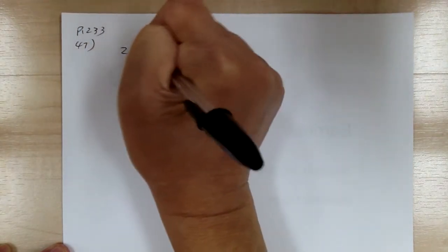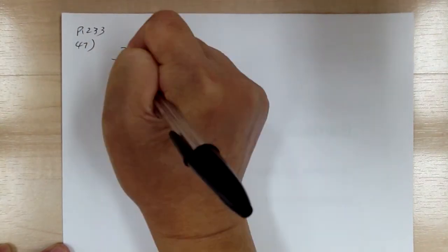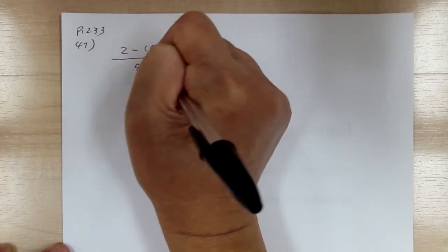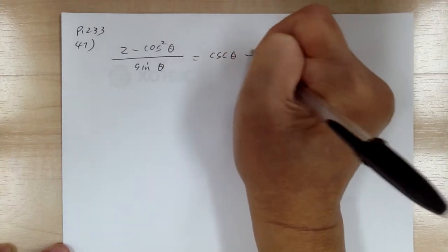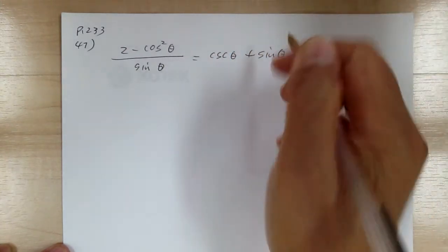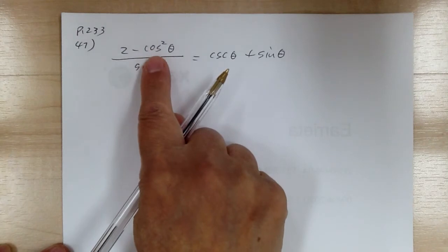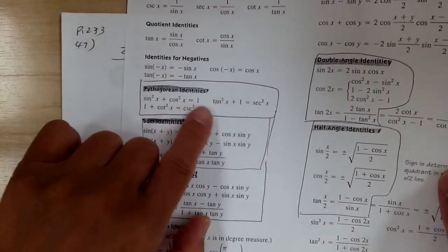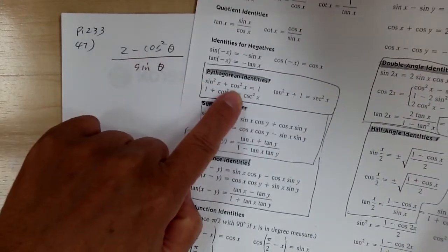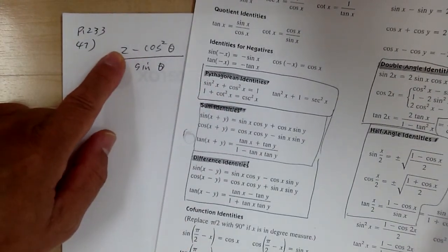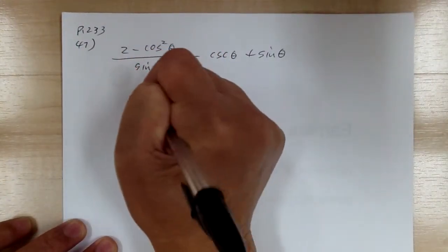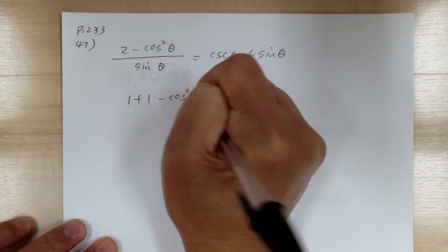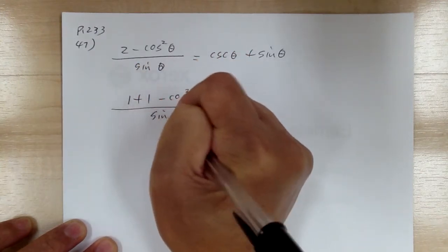Okay, you got (2 minus cosine square theta) over sine theta equal to cosecant theta plus sine theta. Okay, so this is more complicated, so I'm going to simplify this side. But notice all your identities are all ones. Trigonometry squared is always 1. So I'm going to break this 2 into 1 plus 1, so I can use the identity. Okay, so I got 1 plus (1 minus cosine square theta) over sine theta.